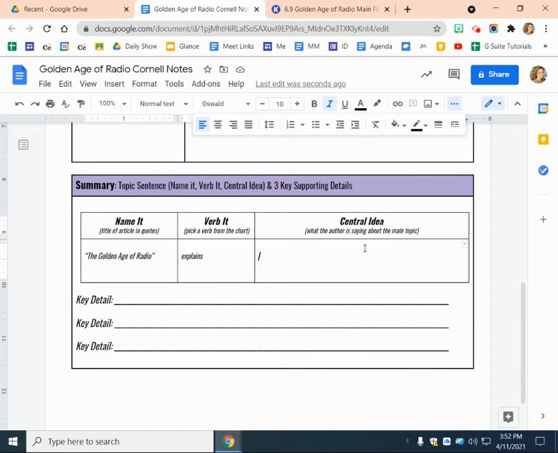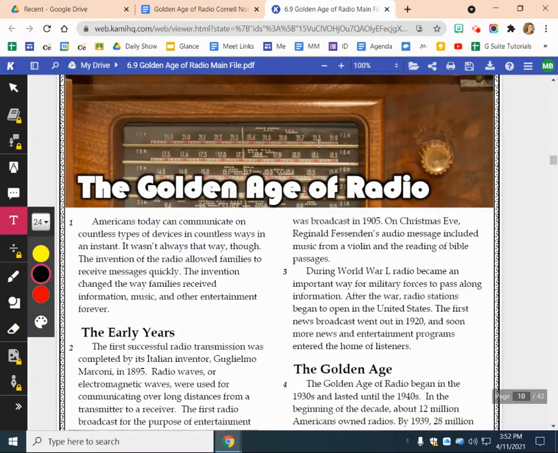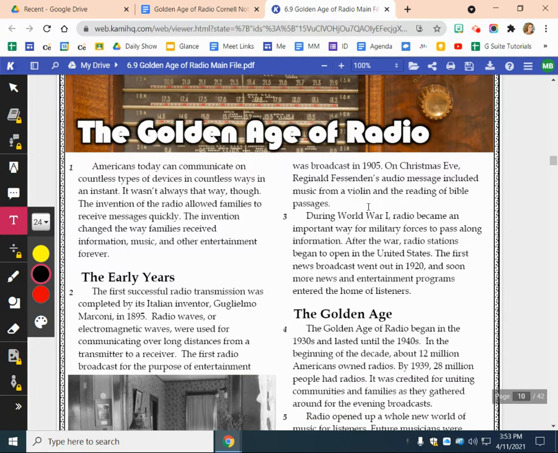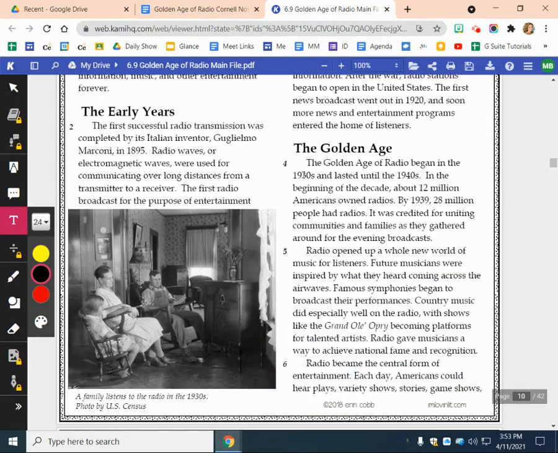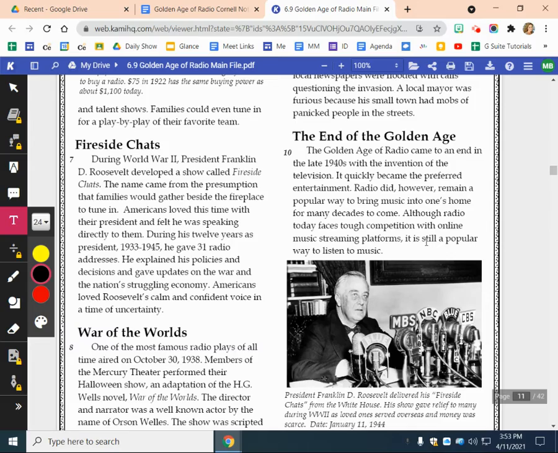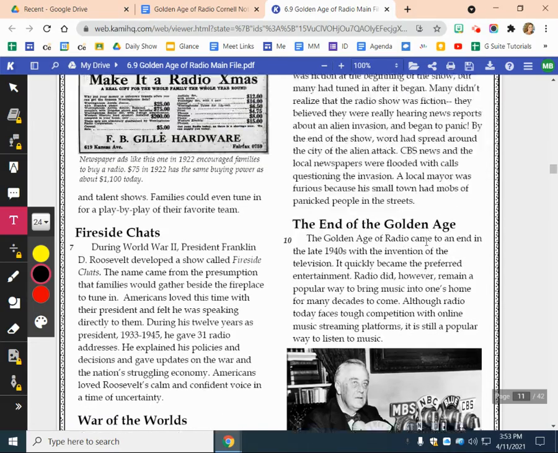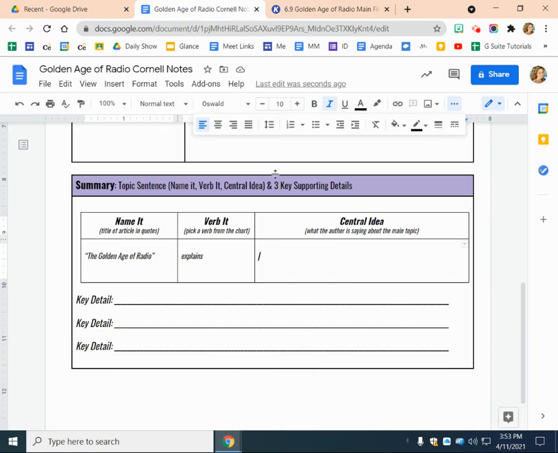And the central idea is, what is the author saying about the main topic? Now remember, the main topic is the radio, okay? And the article is about the golden age of radio. And it's also about when it was invented, and it takes us all the way through when the television kind of took over. So we call that the golden age of radio. So I'm going to say the golden age of radio explains. I can't say the golden age of radio because that's the title. We don't want to repeat it.